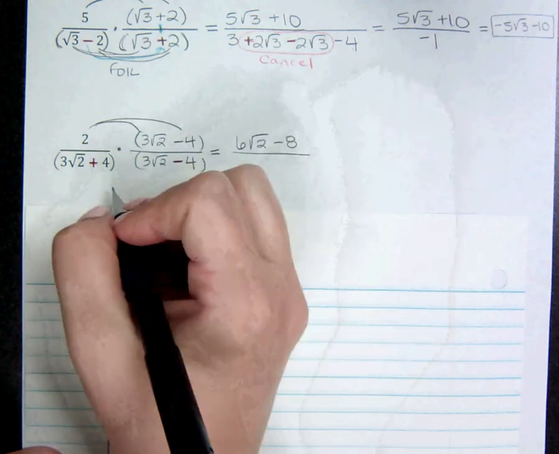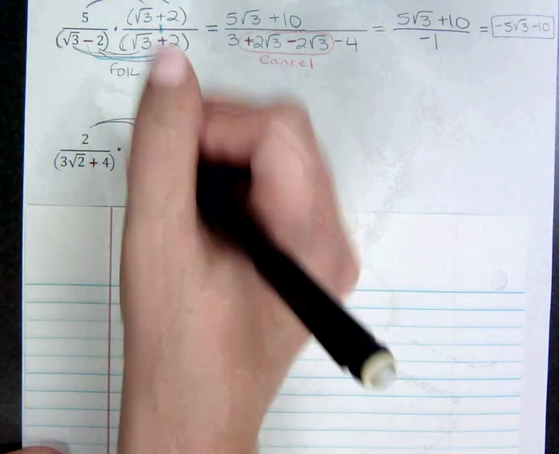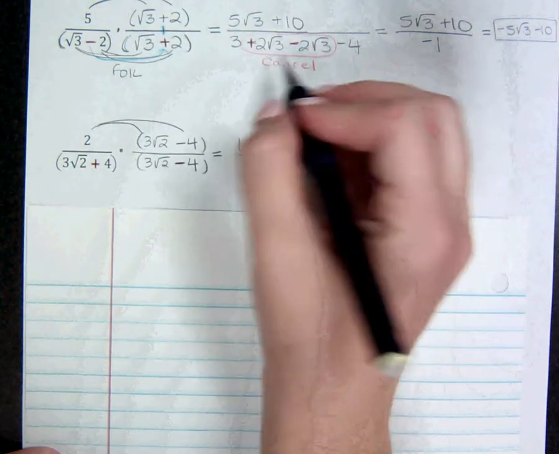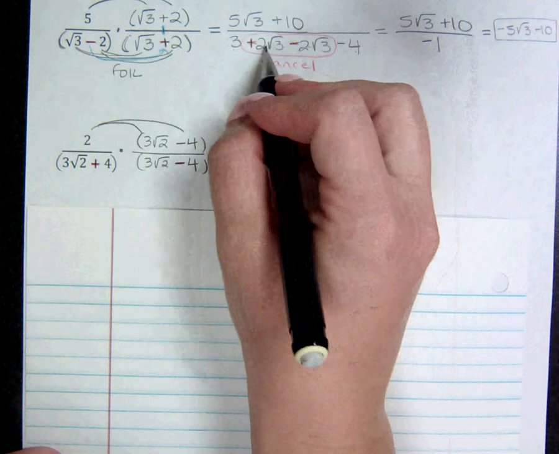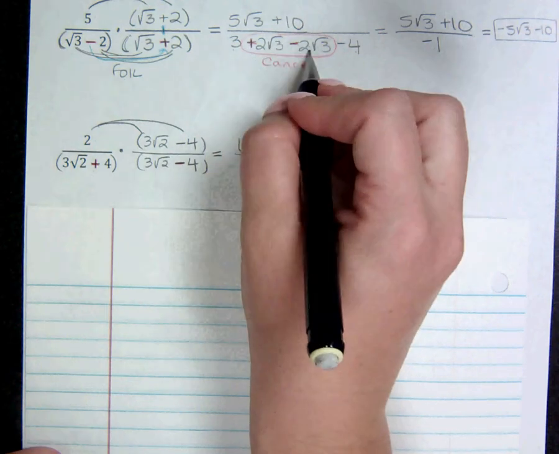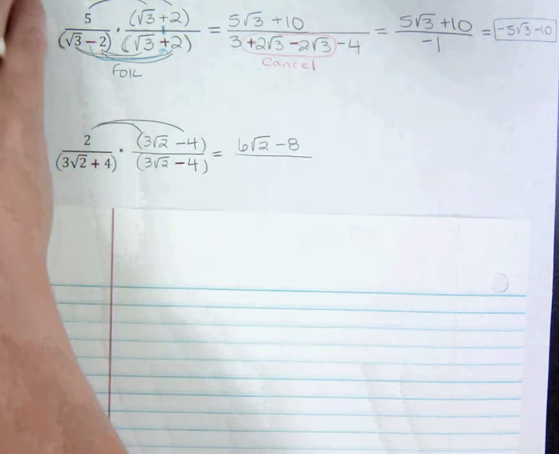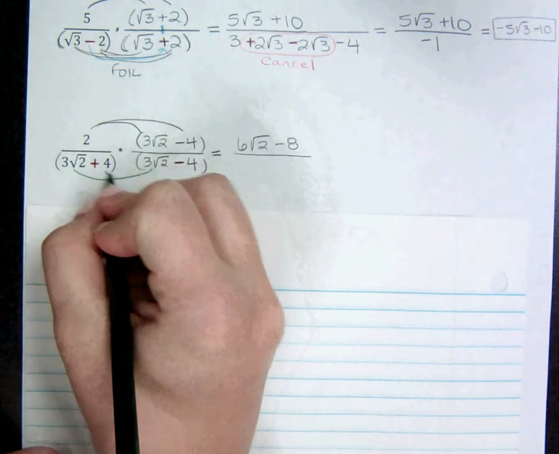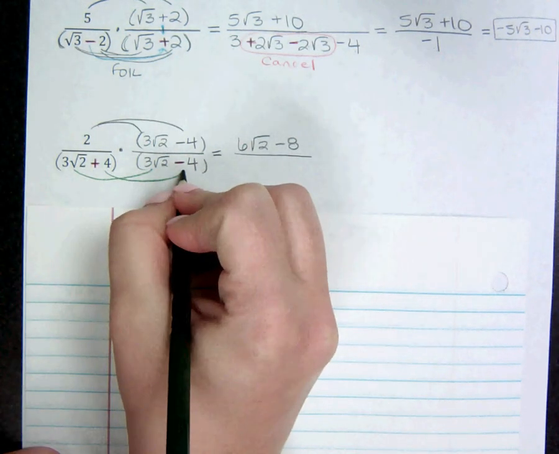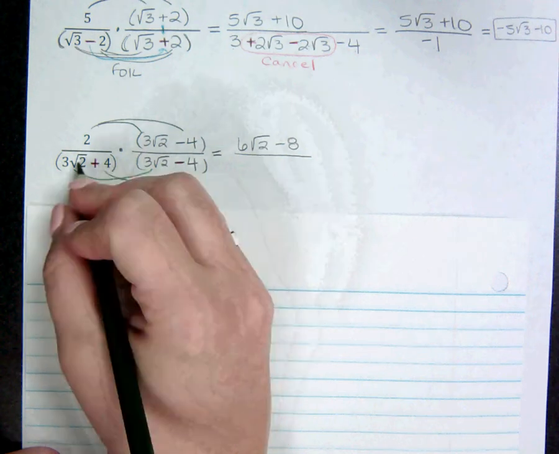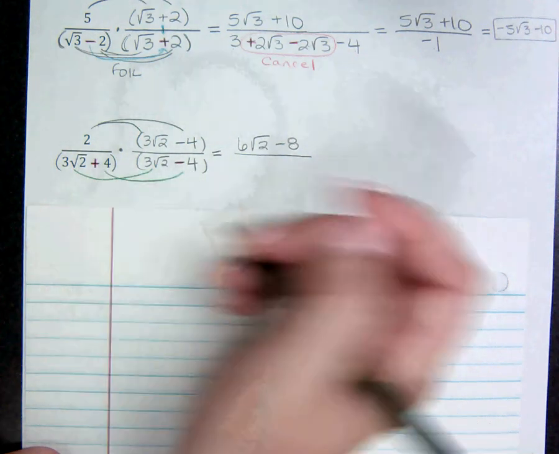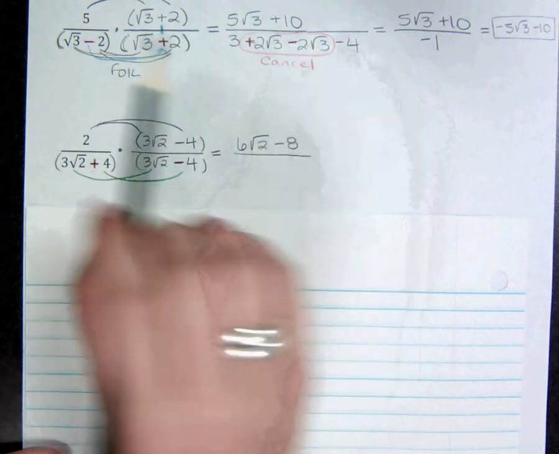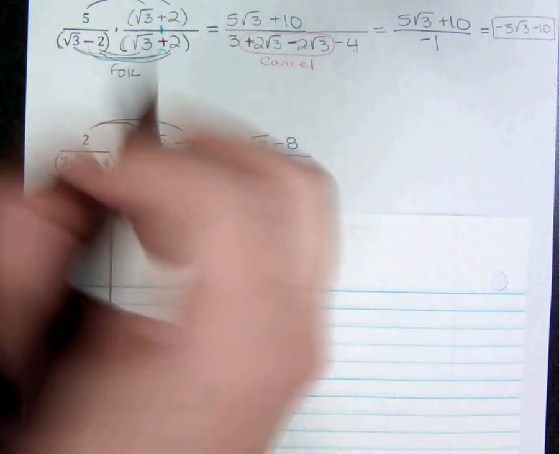It's going to give me 6 radical 2 minus 8 over... Now on the bottom, you usually use FOIL, which is first, outside, inside, last. I know those middle terms, the outside and the inside, are going to zero out. So at some point, you can just do first and last, because you know the inside and outside are going to cancel. You can still do inside outside, but they're going to zero out every time, and it saves you a little bit of work if you just skip that part.